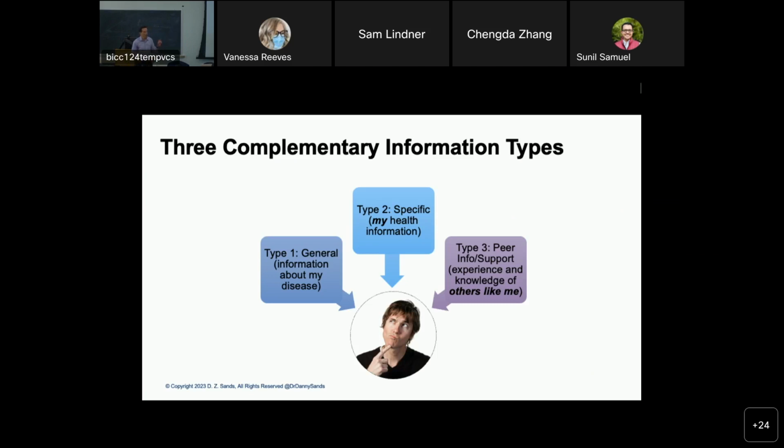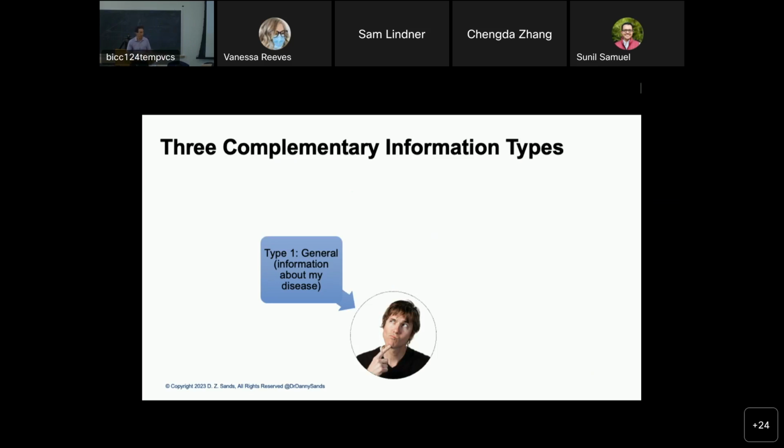Type 3 information is peer information support. It's information about other people like me, other people who have diabetes, what their experiences have been, and what they can add. And these are orthogonal to one another. They're the same, but they're different, okay? You're not going to learn everything about your disease from just type 1 information, or even just type 2 information, but type 3 is really going to help you.